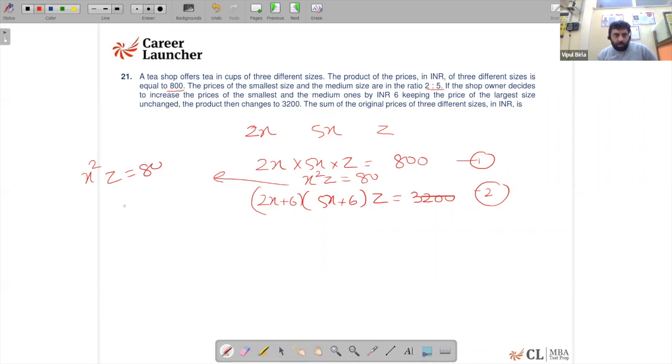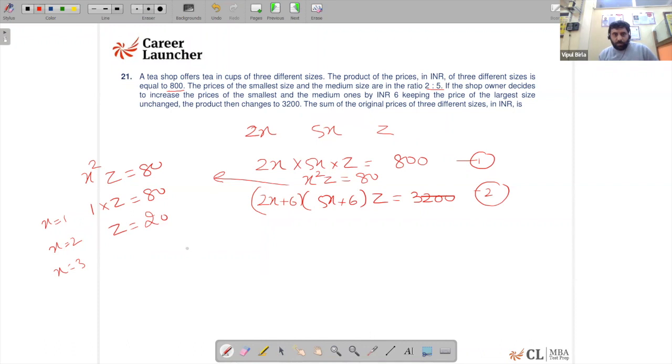So therefore, if the value of X is 1, Z will become 80. For X equal to 2, Z will become 20. For X equal to 3, the value of Z will be less than the value of 5X. Therefore, it is not possible because the price of the largest has to be the maximum value. So therefore, we've got two options.